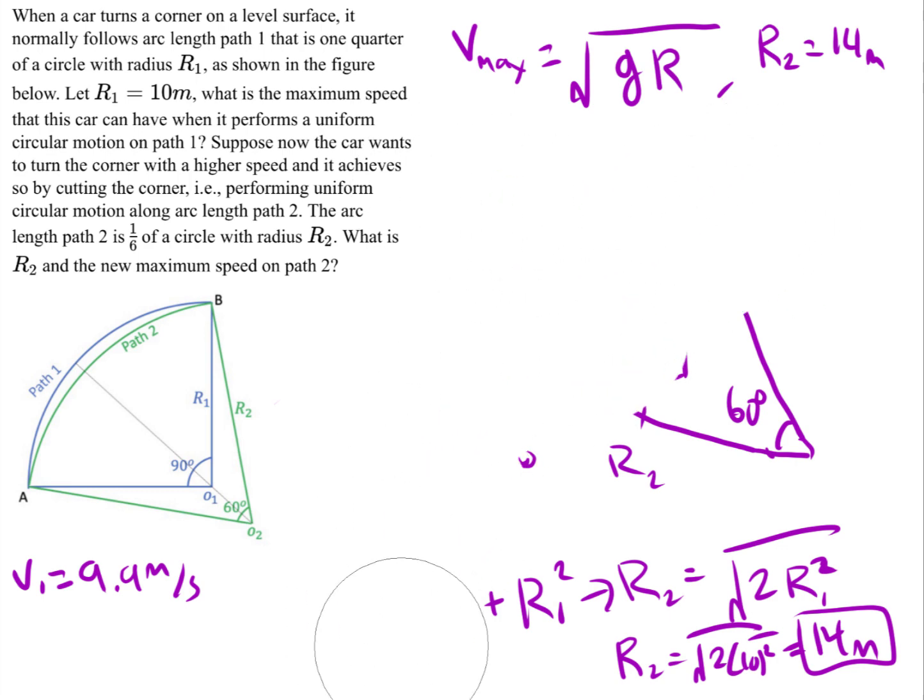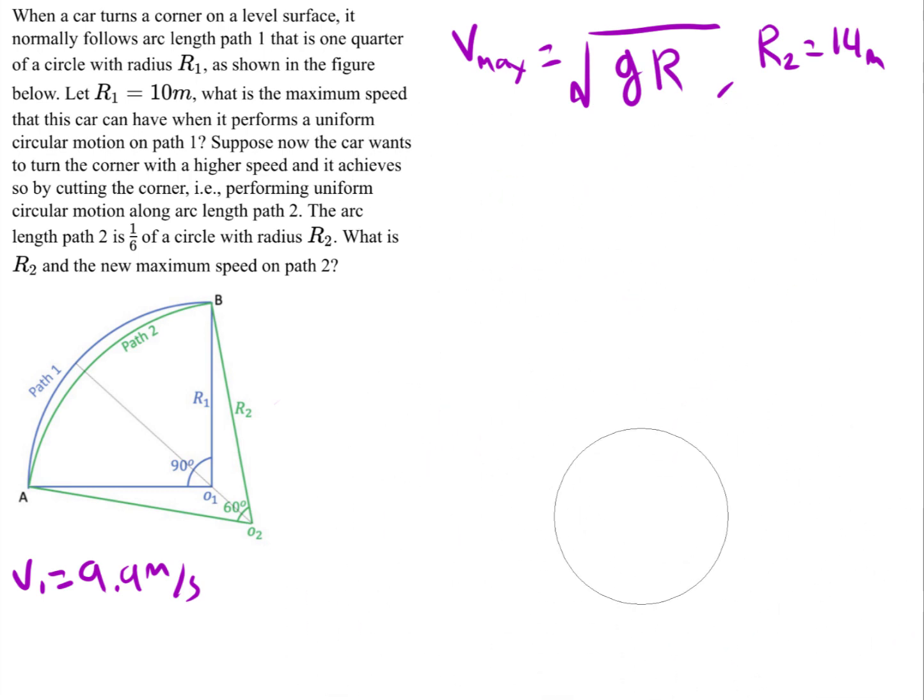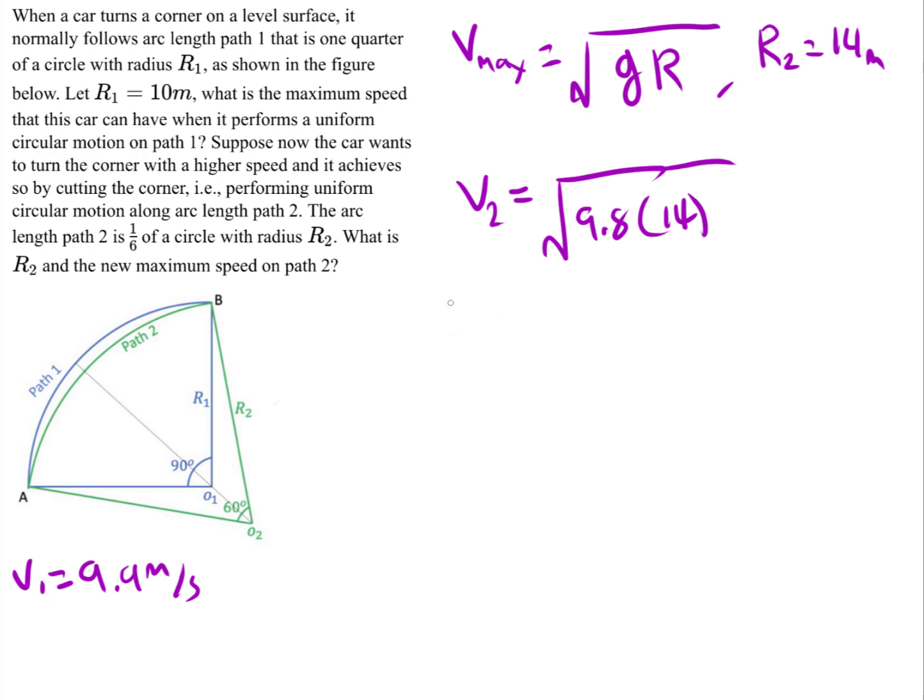Now I'm going to erase all of this, and we can plug everything back in to calculate v2, the maximum velocity for this second path. Again, that's equal to the square root of gr. The coefficient of static friction is 1, so we can remove it. g is 9.8, and the radius is calculated to be 14 meters. We take the square root of this expression, so v2, the maximum velocity on path 2, is going to be 11.7 meters per second.